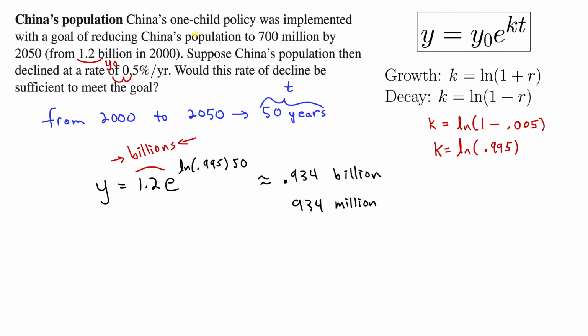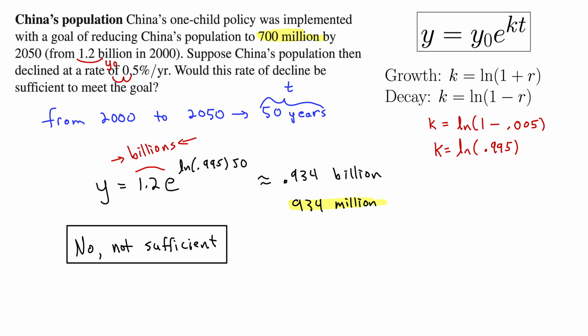But remember, the goal was to reduce the population to 700 million, and we're down here at 934 million. So the answer to their question is no, it's not sufficient. Maybe they need the population to decline at a rate of 0.6 or 0.7% per year, 0.8. We could easily do this calculation by solving for r, but we'll save that for another day.